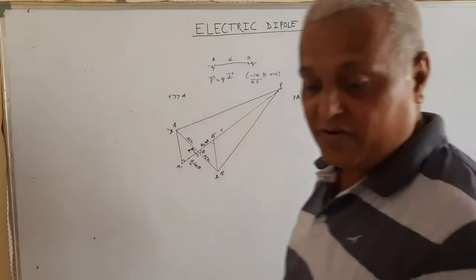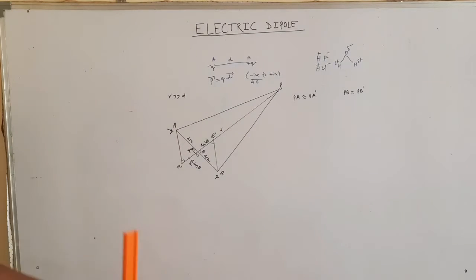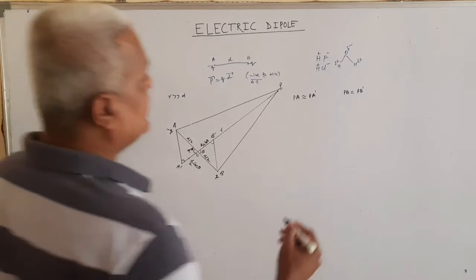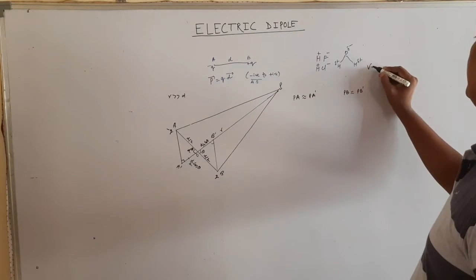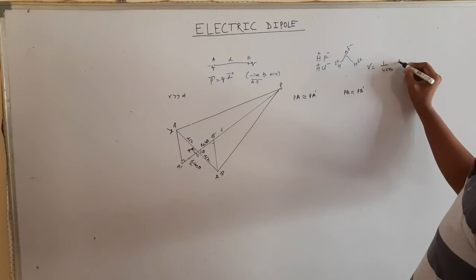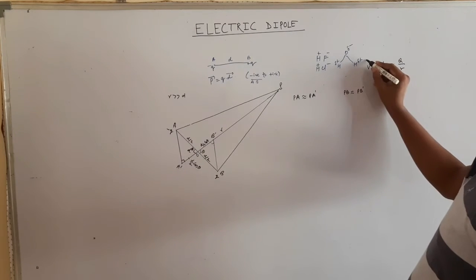Now we are interested in finding the potential. So here you see, as you just saw, the potential formula we have is V is 1 over 4 pi epsilon naught Q upon R.